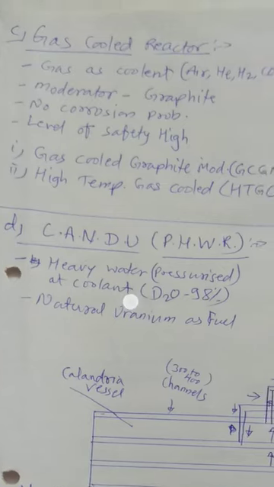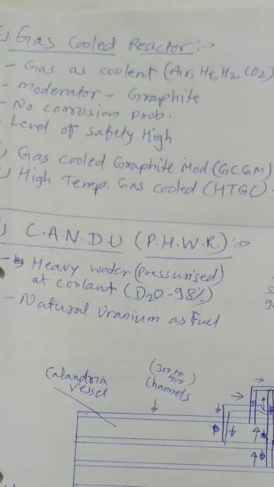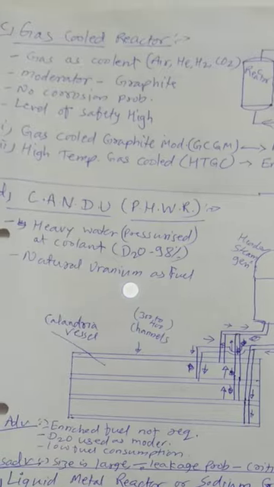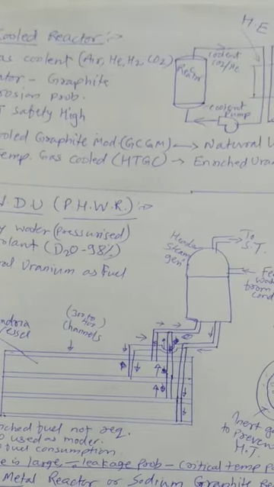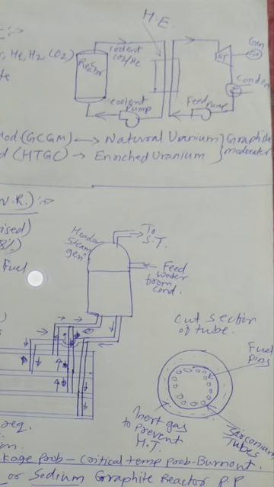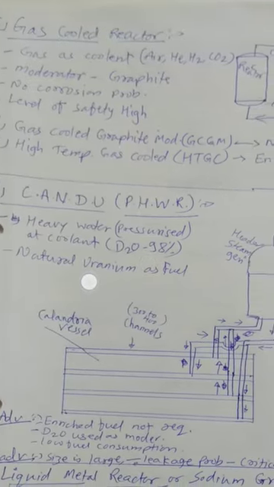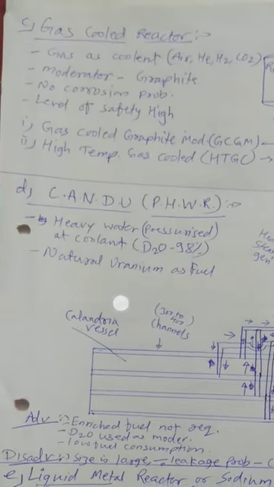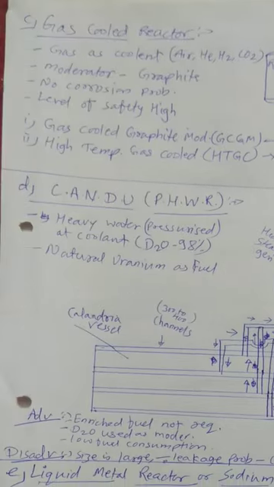There are two types of gas cooled reactor. The first is the gas cooled graphite moderator, GCGM, where gas and graphite moderator are used, and it uses natural uranium as fuel. The second type is the high temperature gas cooled reactor, HTGC, where enriched uranium is used. So the only difference between these two is that the first one uses natural uranium and the second one uses enriched uranium. Both use graphite as a moderator. So there is no difference in the moderator.